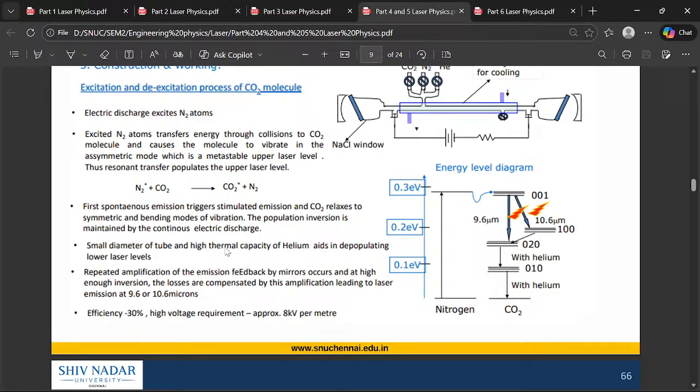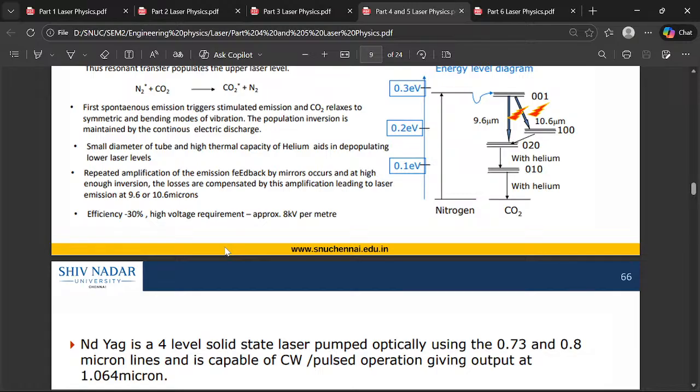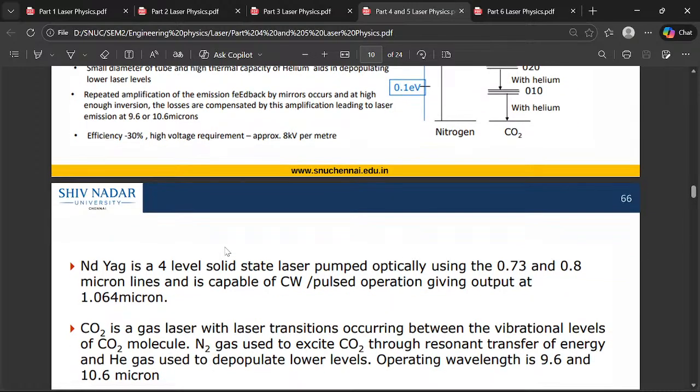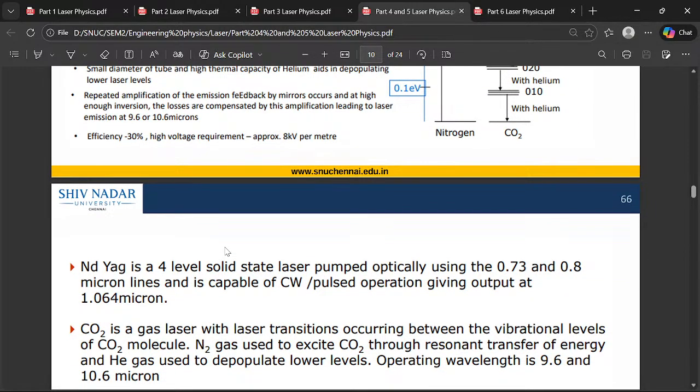It is given that the small diameter of the tube and the high thermal capacity of helium aid in depopulating the lower laser level. So when electrons come to the lower laser level, they must go to their original ground state, right? So helium helps with that. N2 helps with maintaining the metastable state of the CO2 molecules, and helium helps with depopulating the lower laser level. So this is how a four-level system is achieved. The efficiency of the CO2 laser is 30% and the voltage requirement is 8 kilovolt per meter.